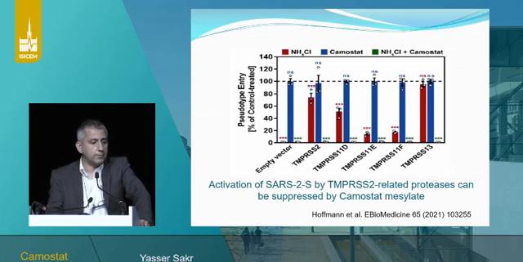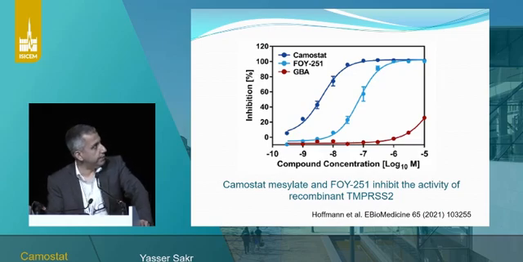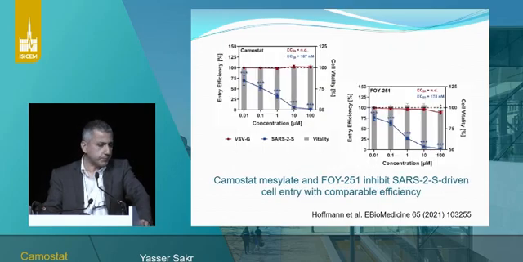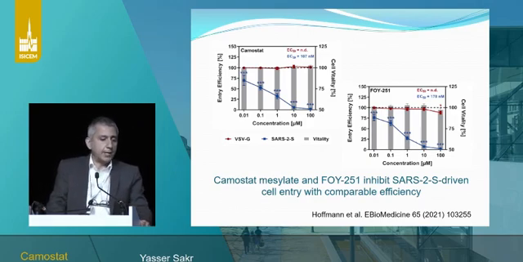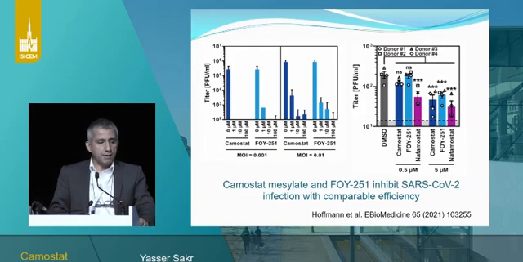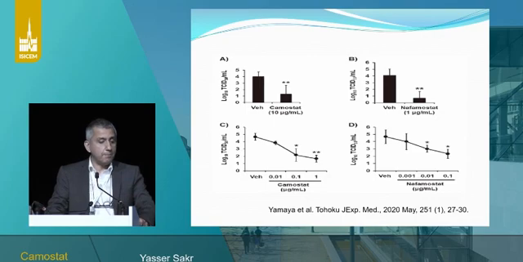And indeed, these receptors have been effectively suppressed by Camostat mesylate, in addition to its active metabolite, which is available commercially under the name of FOI 251. Again, you can see here from this study that Camostat mesylate and its active metabolite inhibit the SARS-2-driven cell entry with comparable efficiency, and that means that it may be effective in reducing the viral load by preventing viral replication and viral adhesion at the cellular membrane level.